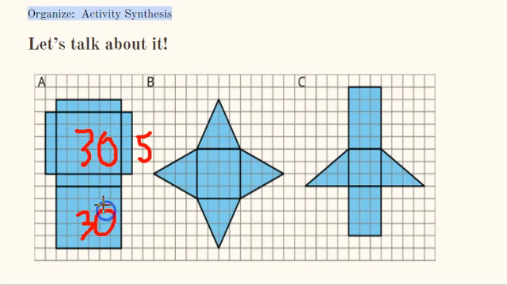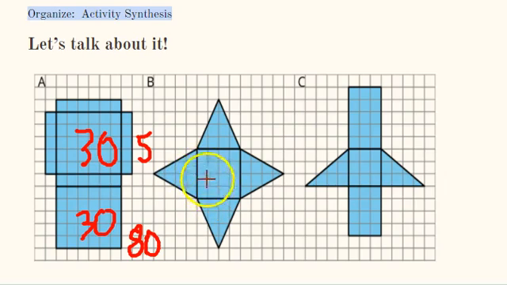So if each one of those larger ones is 30, and each of the smaller ones is 5, 5, 10, 15, 20, 20 plus the 30 gets me 50. 50 plus the other 30 gets me 80 square units for the surface area. Okay.